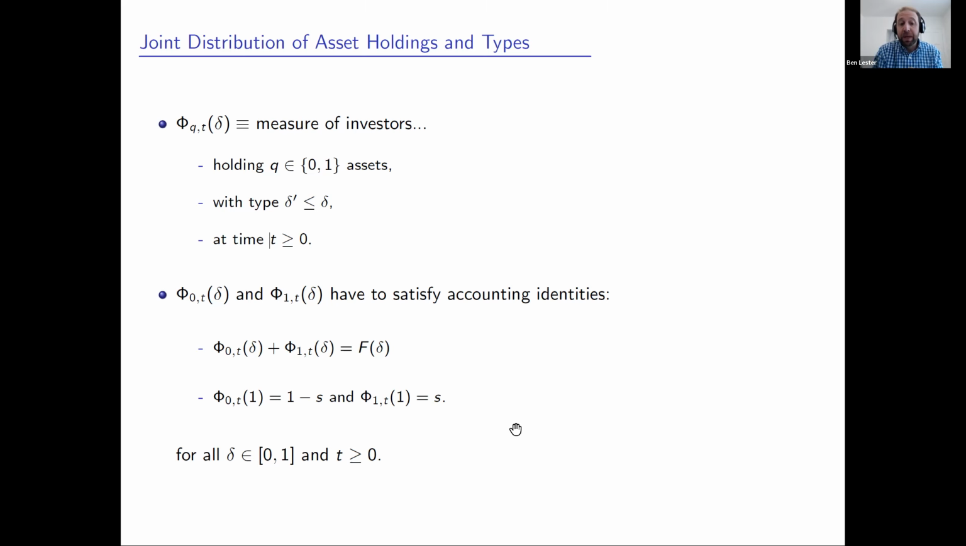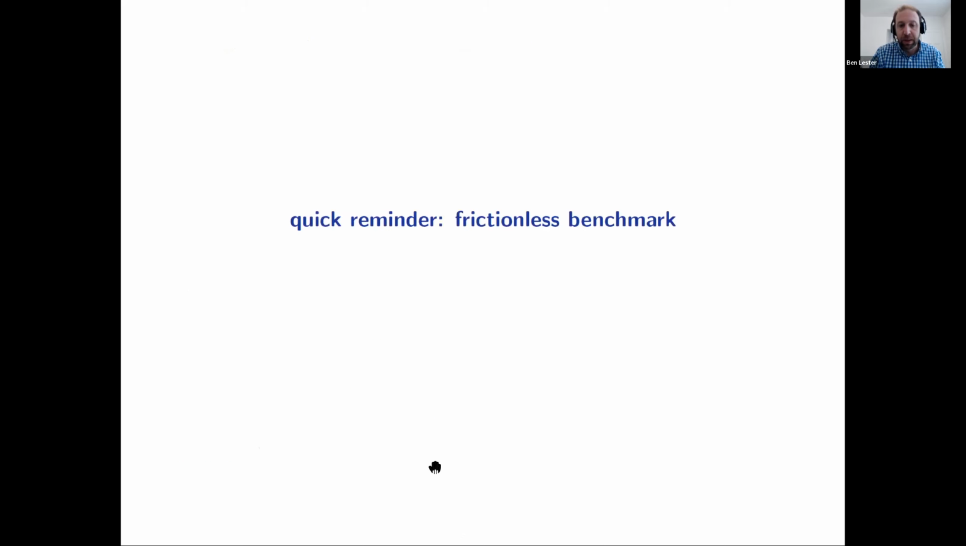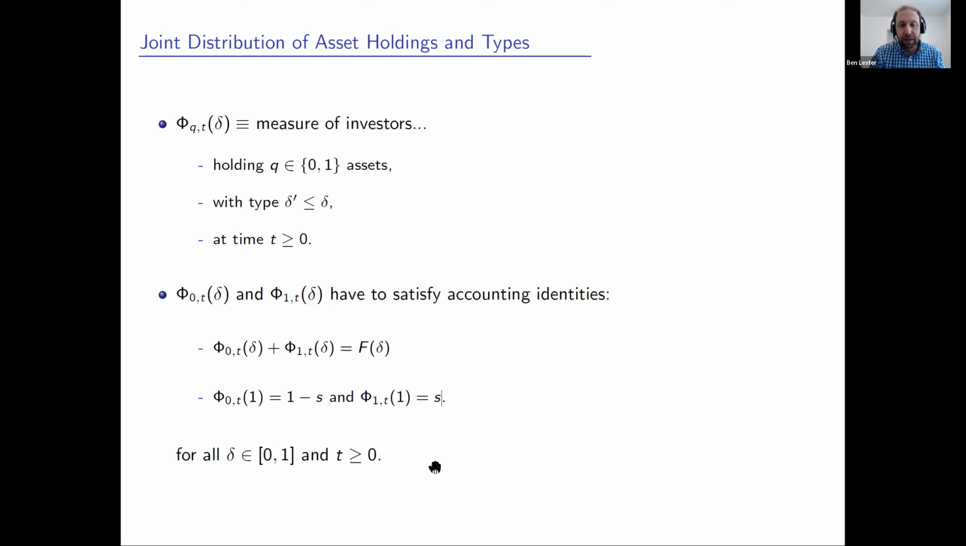And also keep in mind, I don't think I actually said this, but we're going to assume that the support of the distribution of delta is normalized to [0, 1]. So the total measure of agents who don't own an asset has to be equal to 1 minus S. And market clearing requires that the total measure of agents who own an asset equals the exogenously specified measure of assets, S. Any questions about these joint distributions?